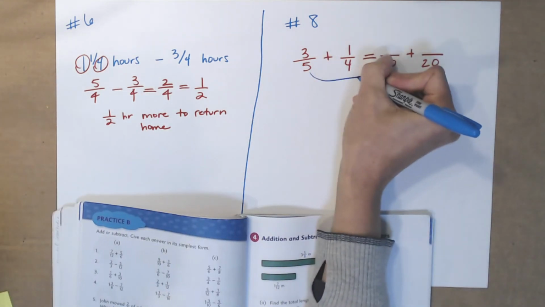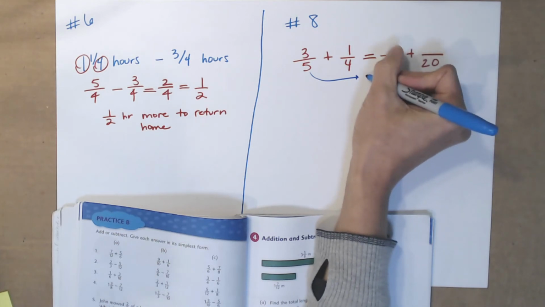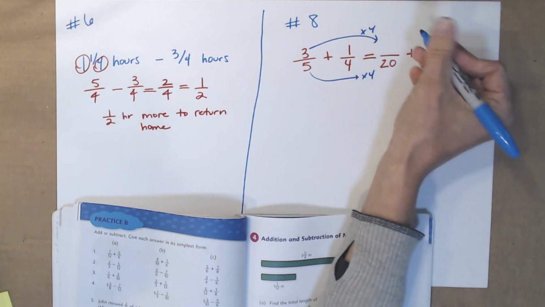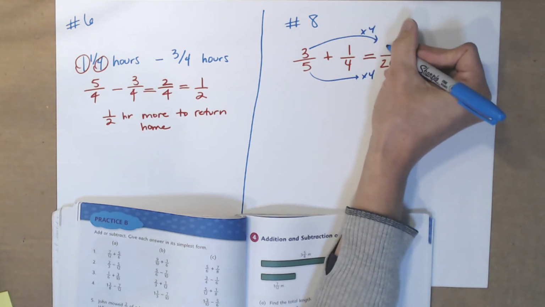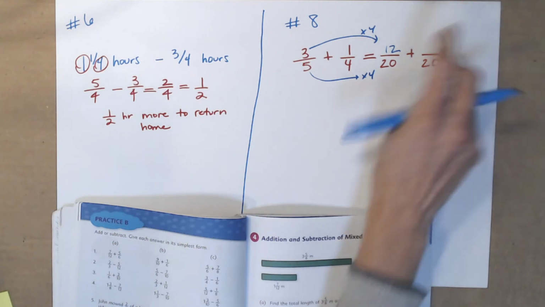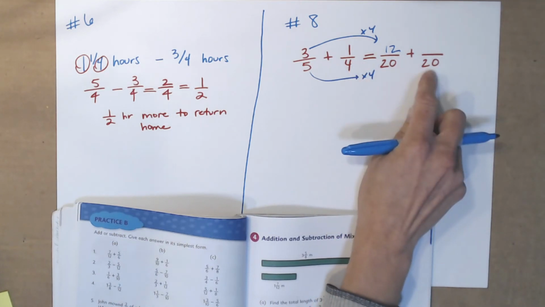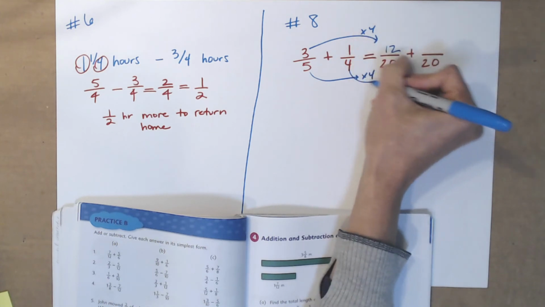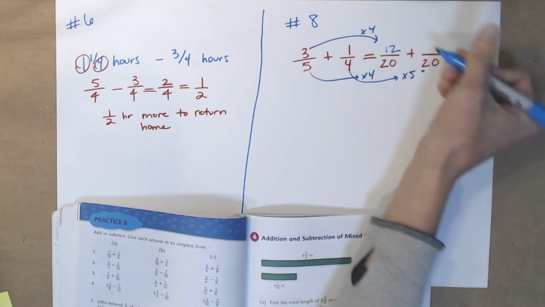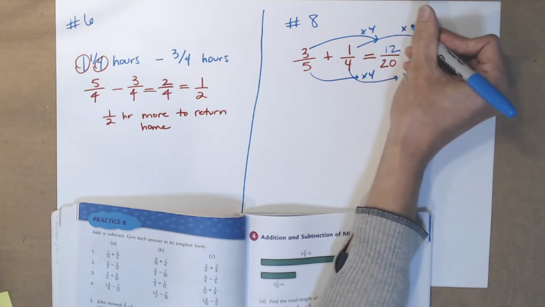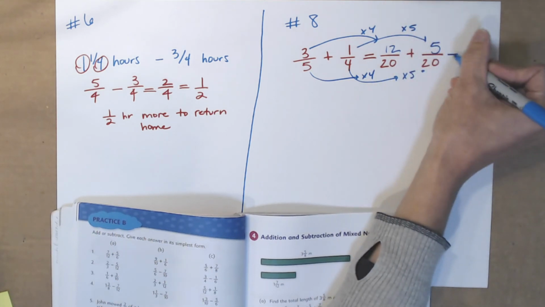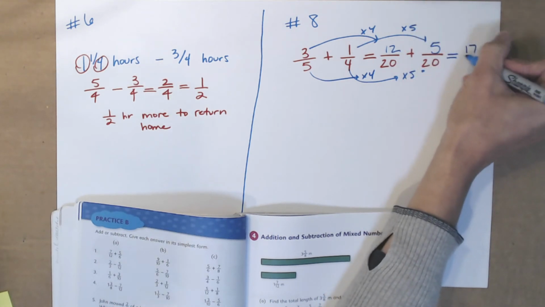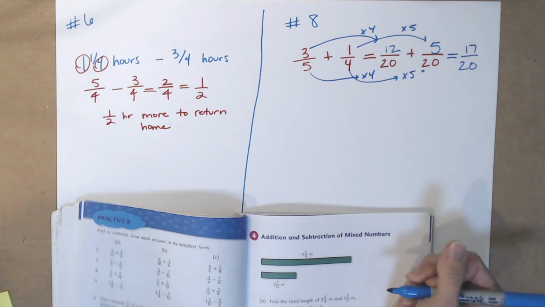So I ask myself, 5 times what is 20? 5 times 4. So I do the same to the numerator, and I get 3 times 4, which is 12. Now I do the same with 1/4. 1/4 is how many 20ths? So I ask myself, 4 times what is 20? 4 times 5 is 20, so I need to do the same with the 1. 1 times 5 is 5. I end up with 12/20 plus 5/20, which is 17/20.